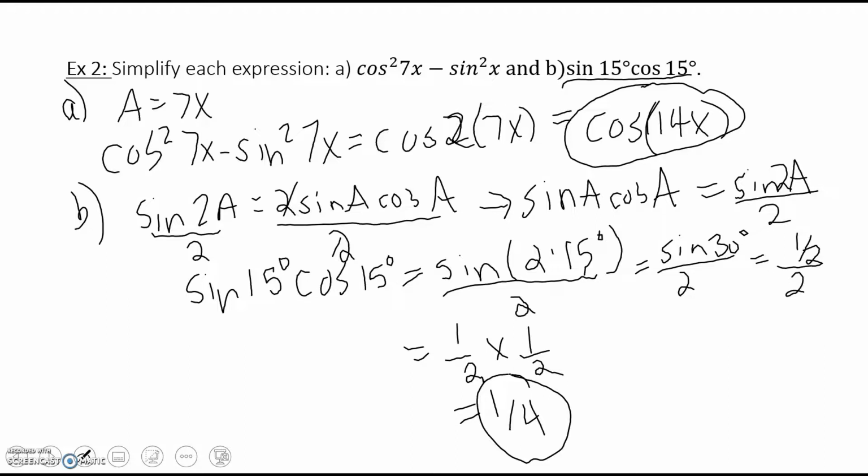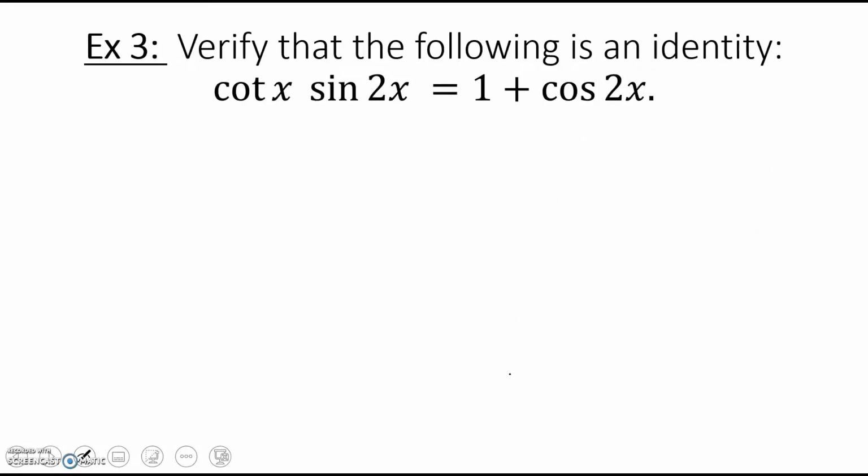So now let's do one more example. Example 3: we want to verify that the following is an identity. Cotangent of x times sine of 2x is equal to 1 plus cosine of 2x. So we're back to verifying. And now we can verify because we have some new identities in our toolbox that we can use. So we can verify more identities now.